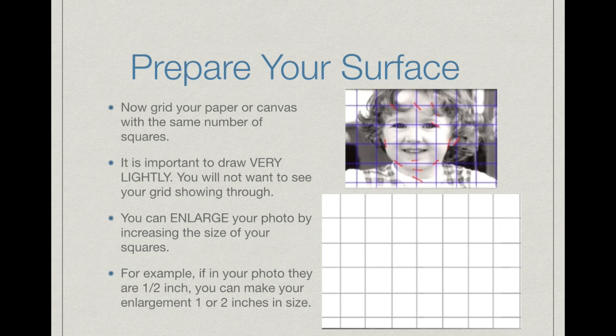If you want to draw a realistic drawing, you'll definitely want to draw very lightly. You can enlarge your photo by increasing the size of your squares. So say, for example, in your photo they're a half inch because your photo is kind of small. You can make your enlargement 1 or 2 inches. Each square could be 2 inches big, and it will make a very large version of your picture. Okay, so that's the trickiest part of grid drawing: preparing your surface, drawing the lines very straight and perpendicular, and then matching the form on your space.